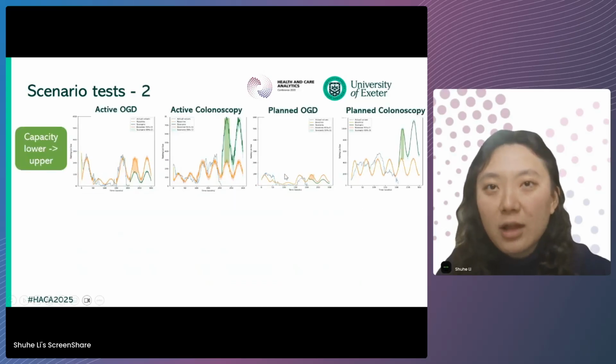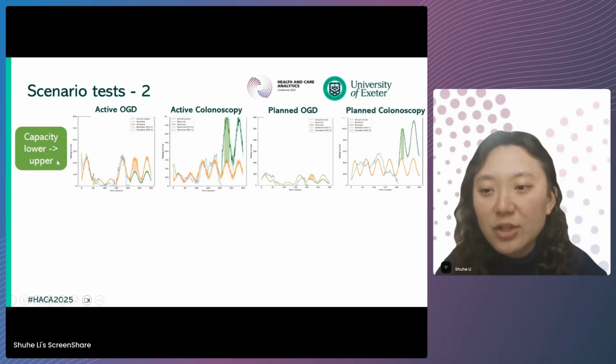I want to show you the two scenarios that provide some interesting insights. It's modifying the capacity allocation ratio between lower and upper GI procedures while maintaining the total capacity levels. This is quite important because our clinical team were very interested in addressing the capacity mismatch problem that I have mentioned in the beginning. As you can see, the blue lines are the actual data points, the orange lines are the baseline scenario, and the green ones are the experimented scenarios.